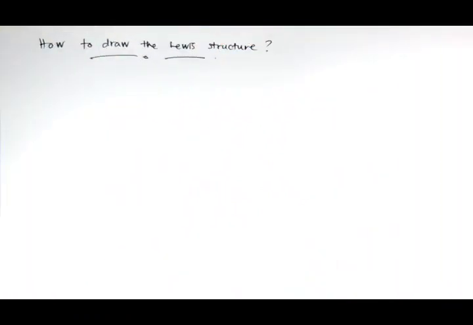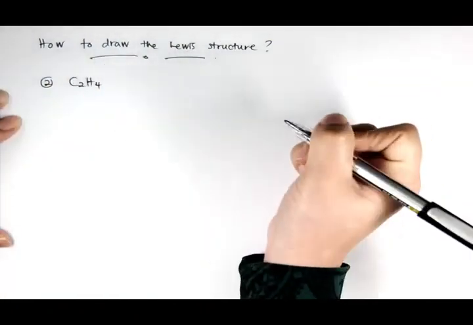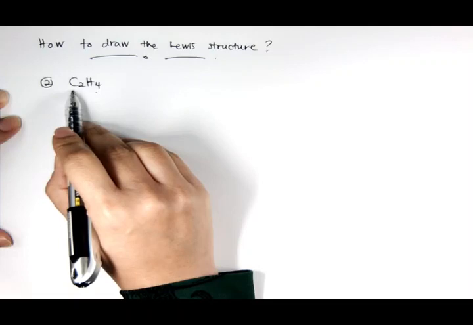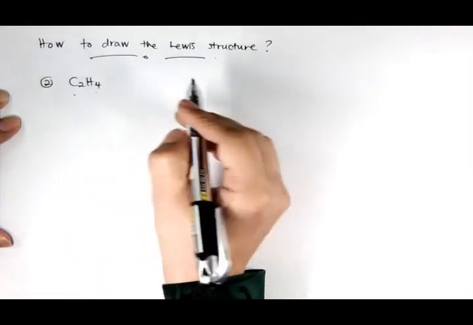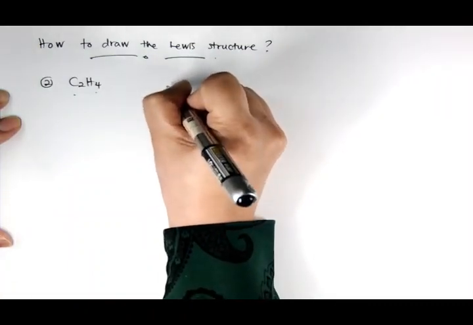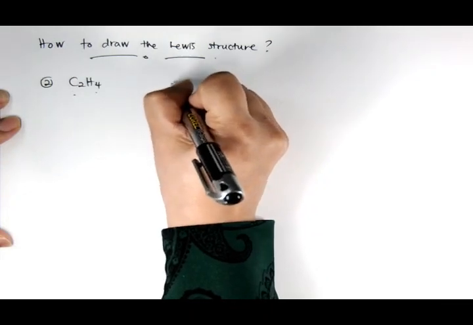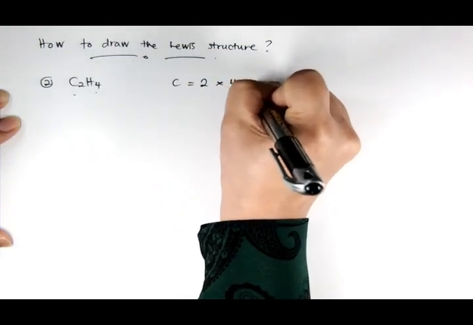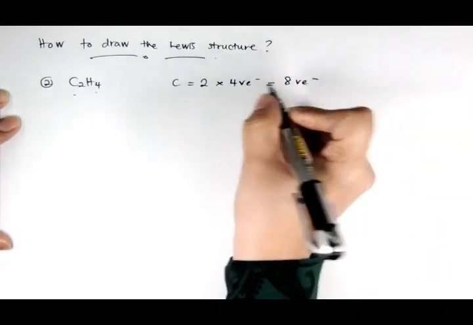The second example is the C2H4 molecule. This molecule consists of carbon atoms and hydrogen atoms. Carbon is from group 14 with 4 valence electrons and hydrogen is from group 1 with 1 valence electron. So the first step is to count the total number of valence electrons of each atom involved in the molecule. For carbon, we have 2 atoms with 4 valence electrons each. So that gives us a total number of valence electrons equal to 8.